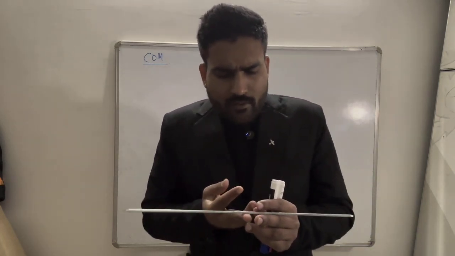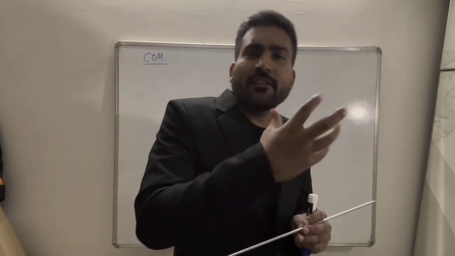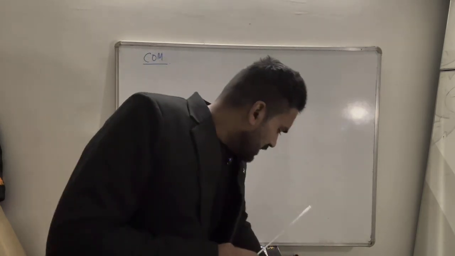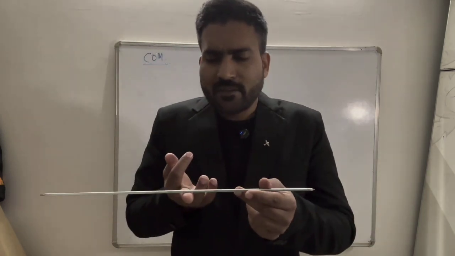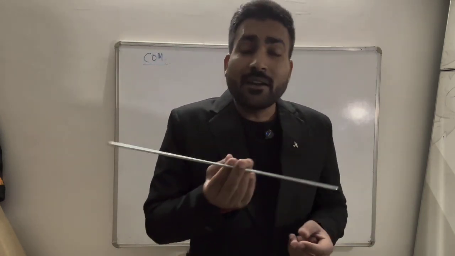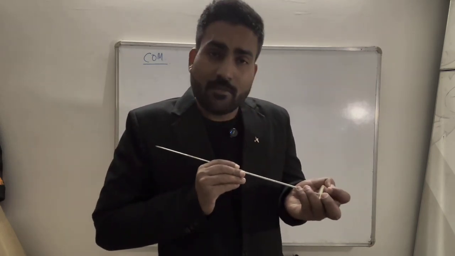But you know, when the body is non-uniformly distributed, means the density is not constant, then the center of mass will be shifting towards the heavier masses, right? Let me show you one example. You see the center of mass of this stick is here, but as I disturb the mass, the center of mass is going to be disturbed.